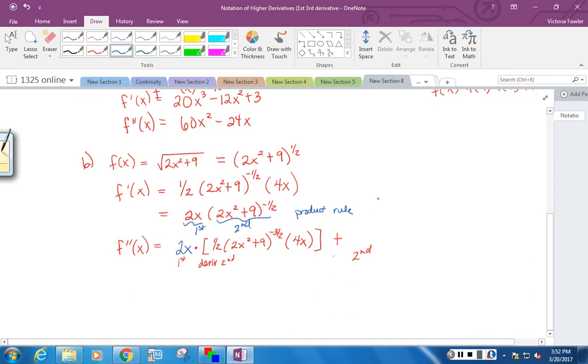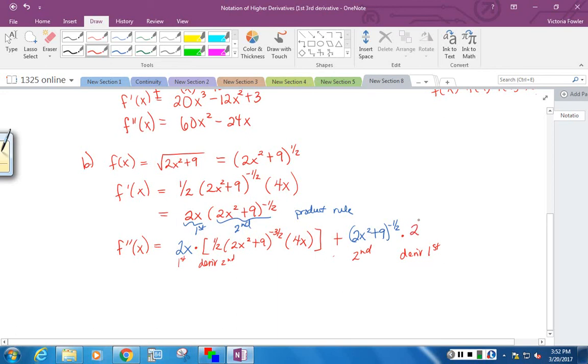I'm going to rewrite that second function, which is the quantity 2x squared plus 9 raised to the negative 1/2. And I'm going to multiply by the derivative of the first. And of course the first is the function 2x, and its derivative is 2.